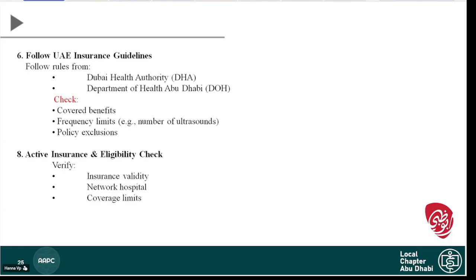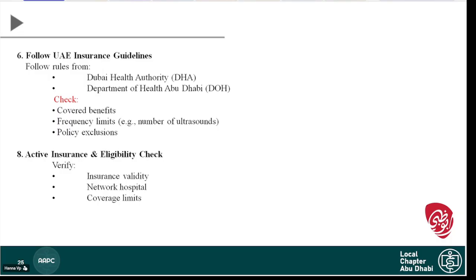So they will check the covered benefits of the patient, the frequency limits, the number of items they can add, like the number of treatments they can take, their limits, and policy exclusions. What are the things not included in the policy? These are all the things we need to check before doing this.